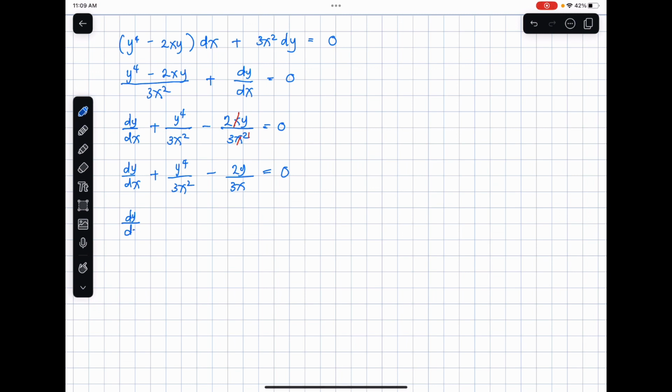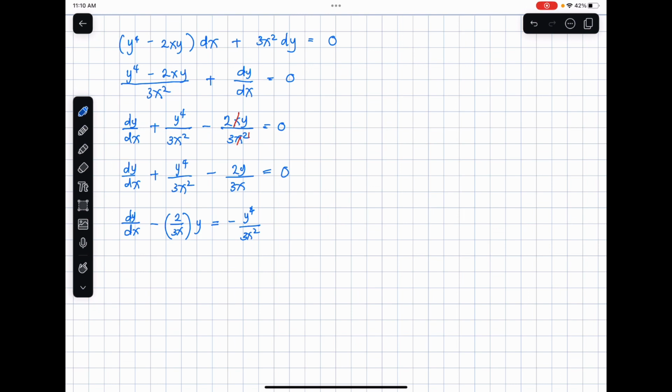So dy over dx minus 2 over 3x multiplied with y is equal to, we transpose the y to the fourth over 3x squared, so it becomes negative y to the fourth all over 3x squared. And thus, it's in the format of a Bernoulli equation. So therefore, we transform it using our 5 steps.